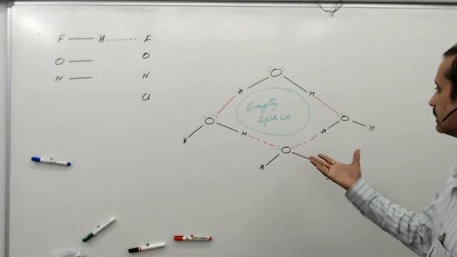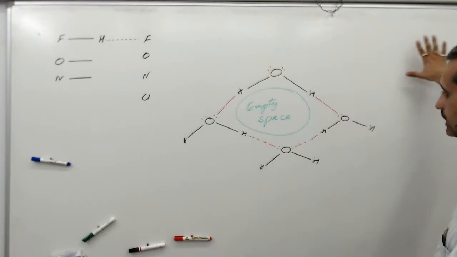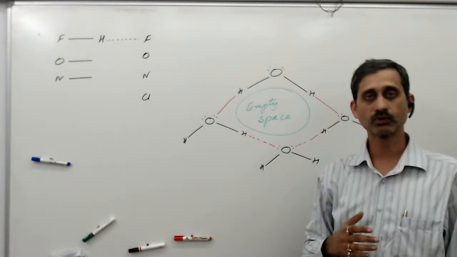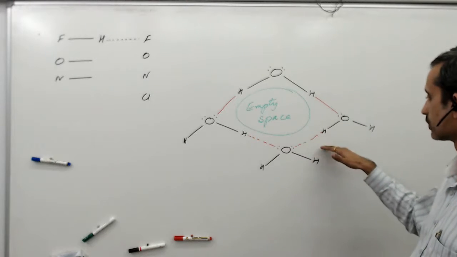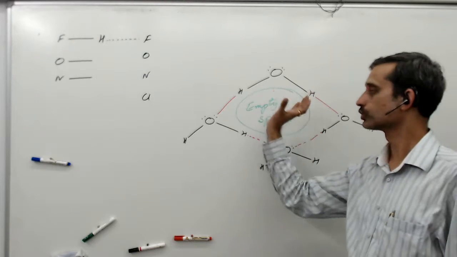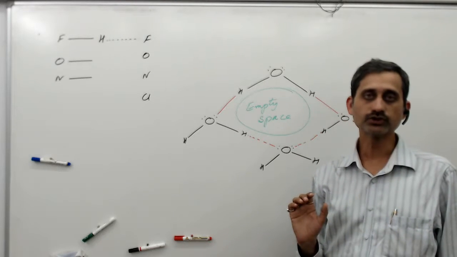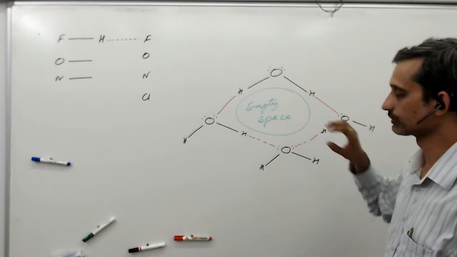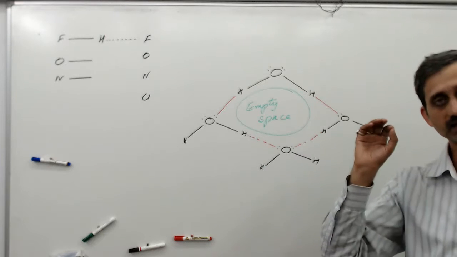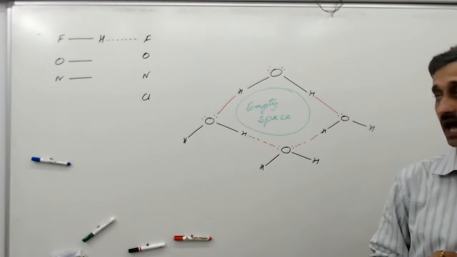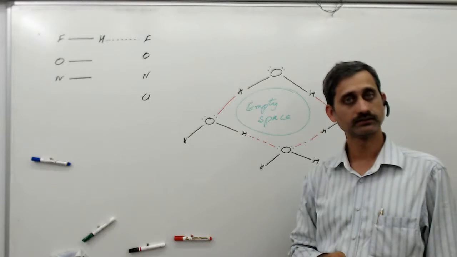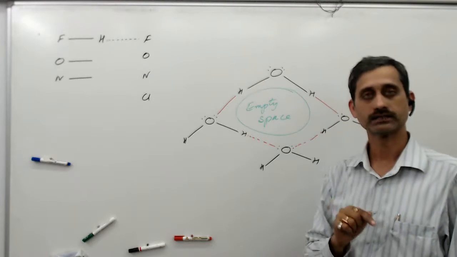Now, we have this ice having empty space in it. Now we melt the ice. When we melt the ice, we provide the energy. When we provide the energy, some of the bonds are going to break. When some of the bonds break, the water molecules are going to move closer to each other. When they move closer to each other, the emptiness is going to decrease. And what we find is that liquid water, because of this lack of empty space, has a higher density compared to ice.